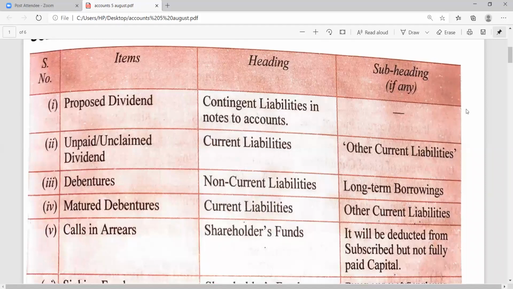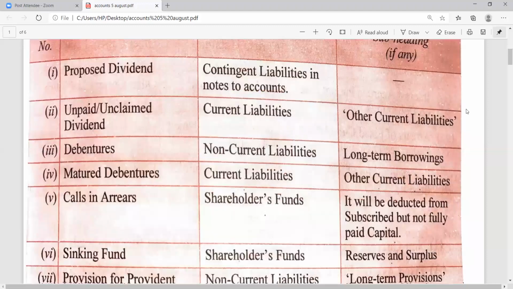Calls in arrear, if any shareholder has not paid the call money. We studied this concept in the issue of shares, where it is shown in the shareholders' funds, and in the subheading it will be deducted out of subscribed but not fully paid up capital. I hope you remember that in the company's balance sheet there are two headings of subscribed capital. One is subscribed and fully paid up, another is subscribed but not fully paid up. Now sinking fund. Sinking fund is to be shown in shareholders' funds under the subheading of reserves and surplus.